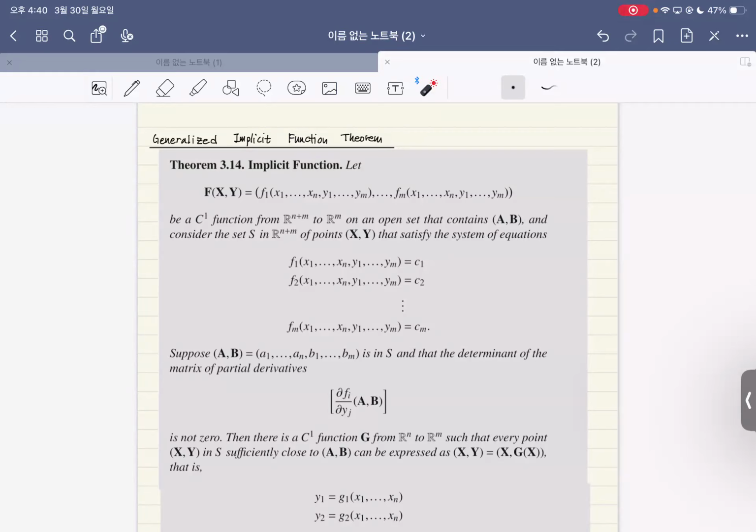And suppose that each of these components is set equal to some constant, C1 to Cm. So what is this? We have a system of m equations, a system of m nonlinear equations, and each of these equations depends on n plus m variables. What I'm supposed to do here is solve these m equations for the variables y1 to ym.